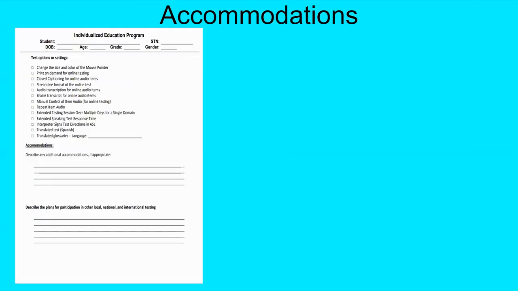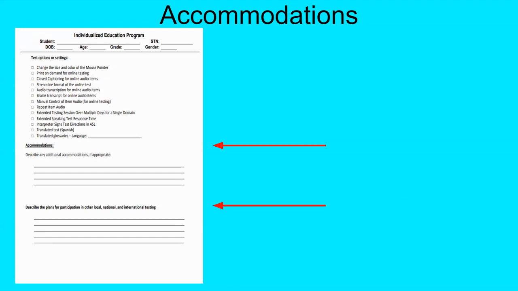And then, of course, these are some additional accommodations in here, such as changing the size and color of the mouse pointer, point on demand for online testing, closed captioning for online audio items, etc. So these are some of the additional accommodations. If there are accommodations that are not listed, such as maybe a hot pass, the student has access to the resource room, then you want to put that in here as well, because then we know specifically, okay, for this test, this is what they need to have, okay? And again, the accommodations are pretty thorough, but sometimes there are some accommodations that are written specifically for the student that are not listed in the testing.